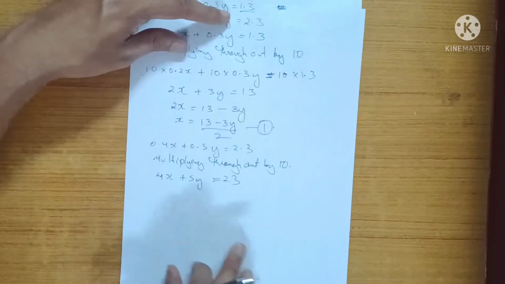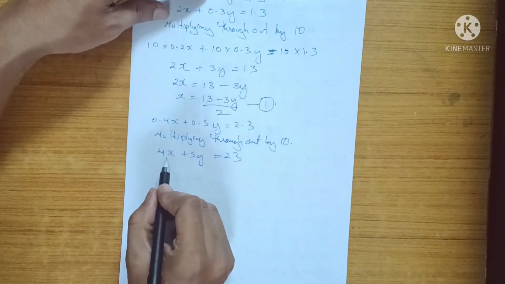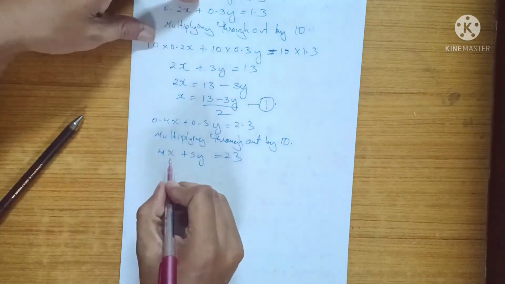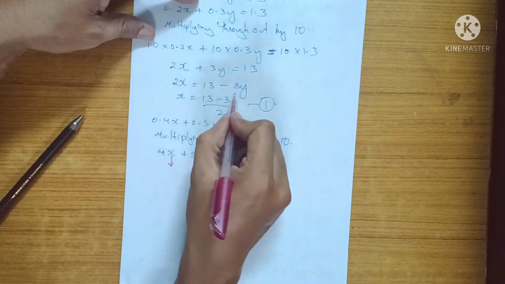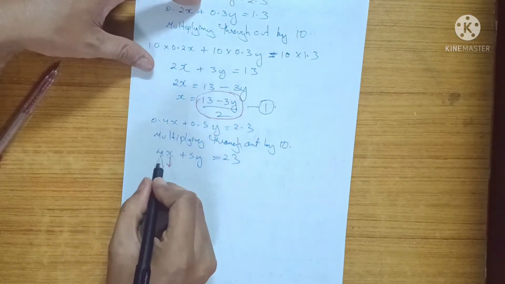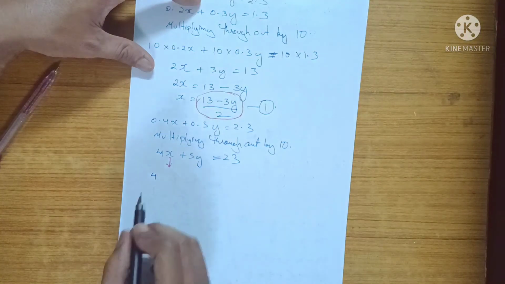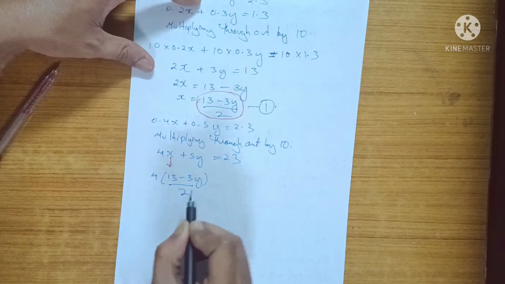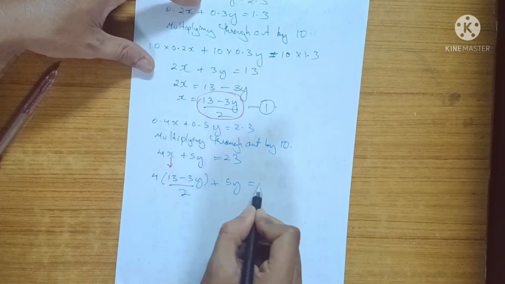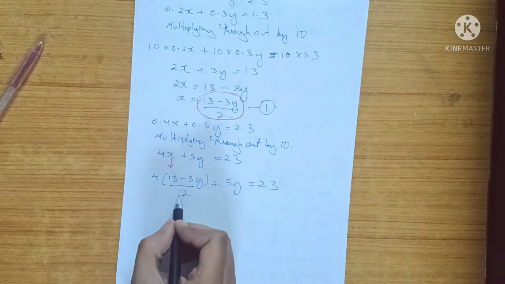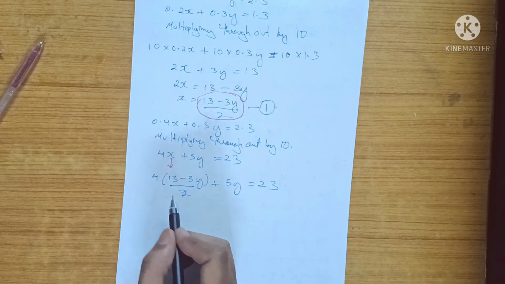Since I did the stepping here, I just skipped it here, okay? So anyway, I hope you understood. Now I'm going to replace x with this one, right? But 4 is already here, so 4 you have to write. So 4 times 13 minus 3y by 2 plus 5y equal to 23. So okay, I'm going to cut this 2 because it's multiplication only.